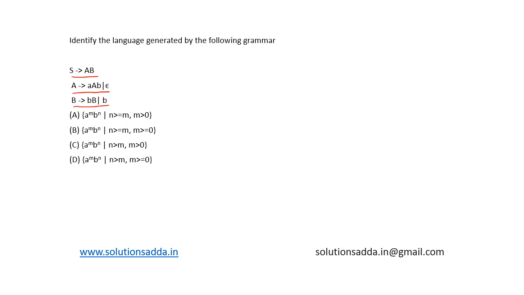So from the productions, one thing we can understand is that A and B are the non-terminals which can generate the terminals. So A can always generate an equal number of a's and b's, or it can generate an epsilon. Now seeing B, B can always generate at least one b. So in minimum, this grammar can produce at least one b. That is the first criteria.